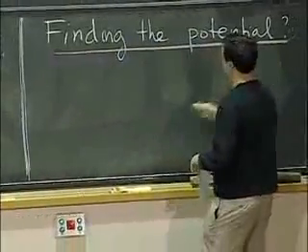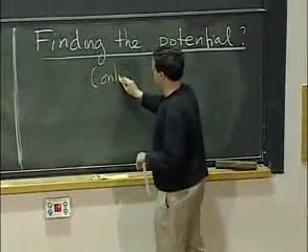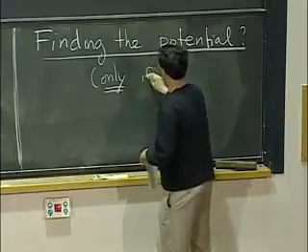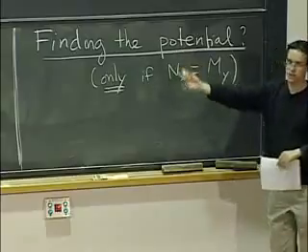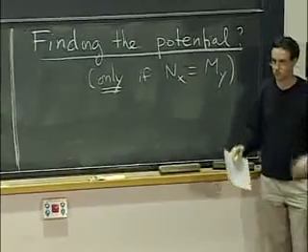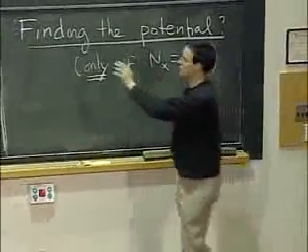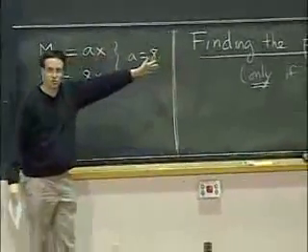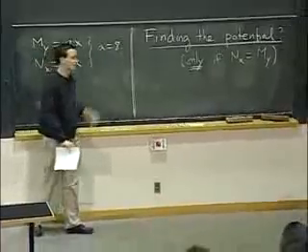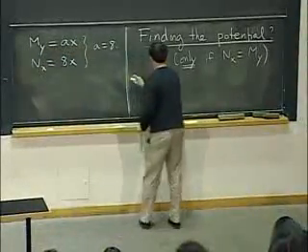And let me just emphasize, we can only do that if step one was successful. If we have a vector field that cannot possibly be a gradient, then we shouldn't try to look for a potential. It's kind of obvious, but it's probably worth pointing out.